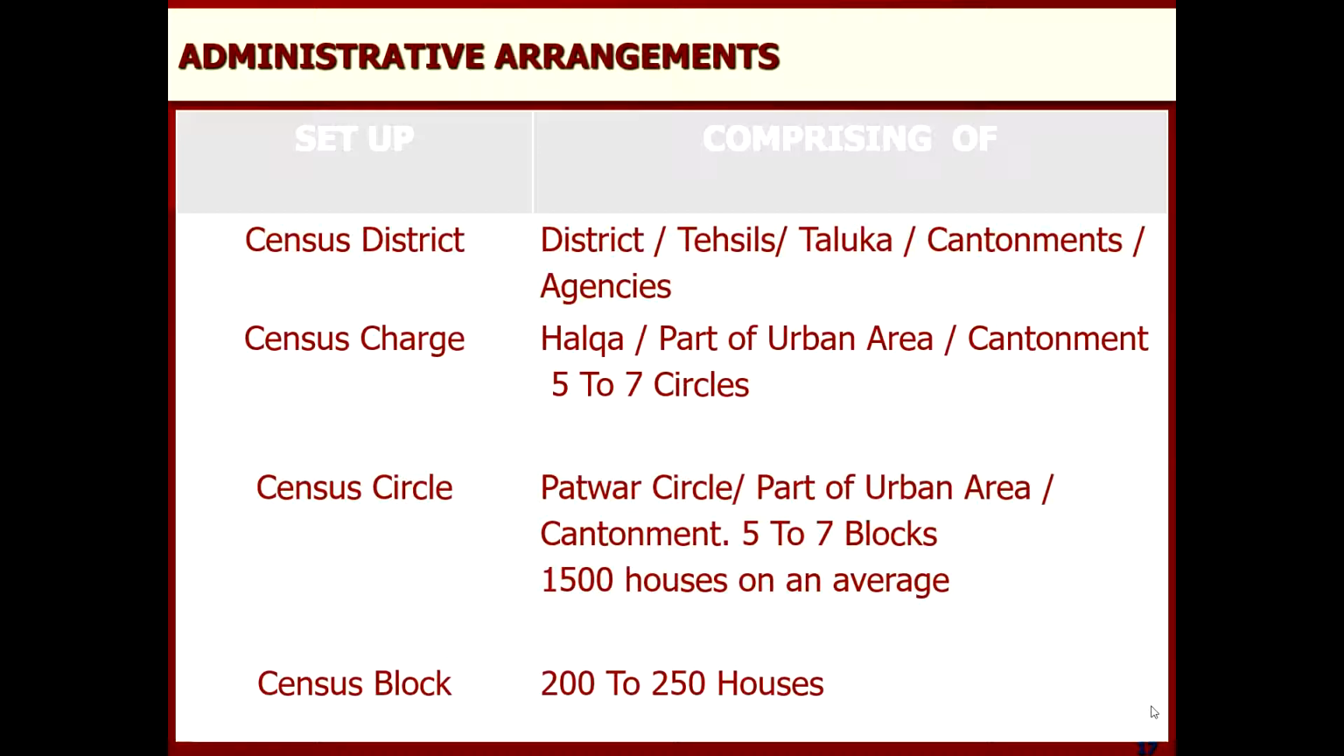And there are 5 to 7 blocks in each circle, and in each circle there are 1500 houses on average. For each block there are about 200 to 250 houses. So this is the division, how it starts with a block and then it goes to the circle, then it goes to the charge, and then it goes to the district area.